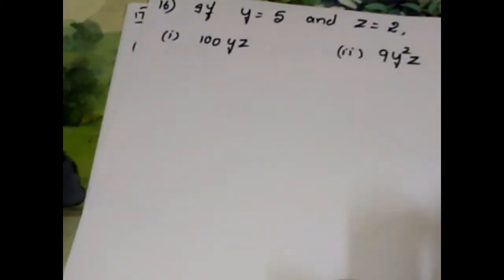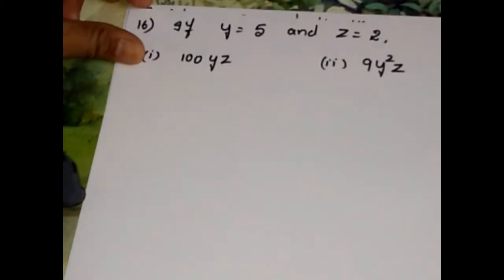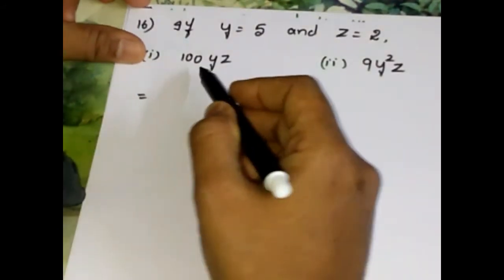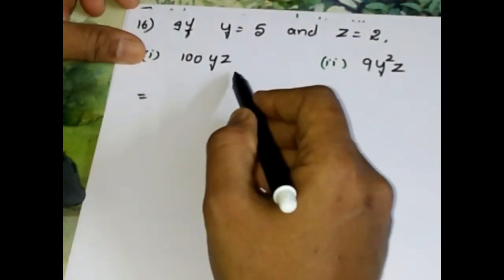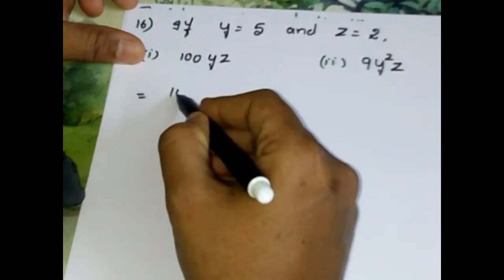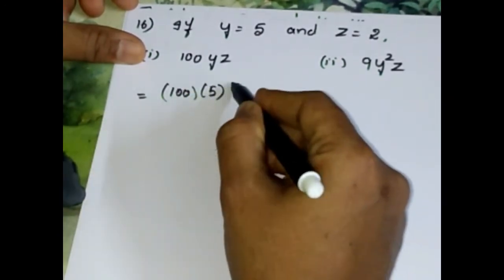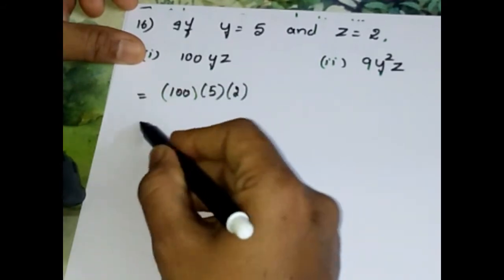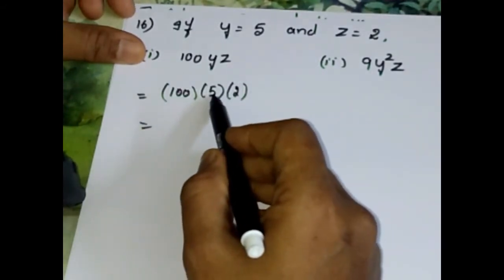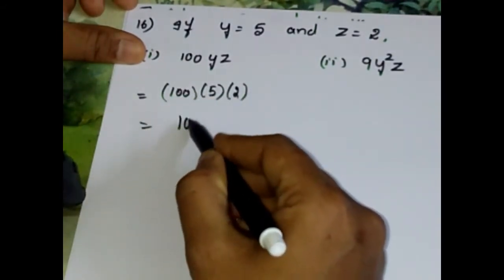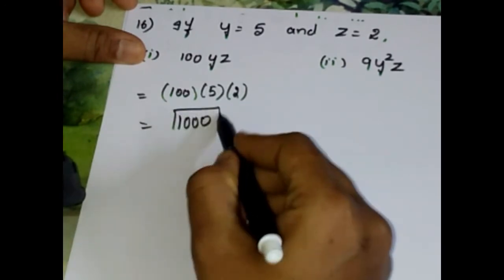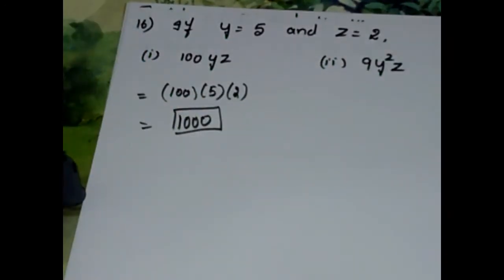Next, 16th main. If y is equal to 5, z is equal to 2, find out 100 into y into z. So that is 100 into value of y is 5, value of z is 2. Multiply. 5 2s are 10, 10 into 100 is 1000. However you want, you can multiply. 100 into 5, 500, 500 2s are 1000.